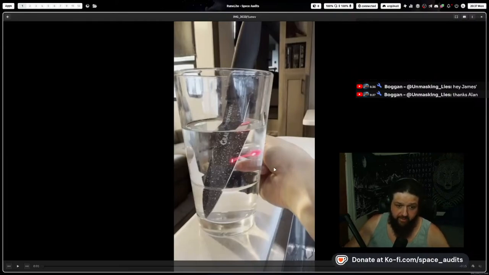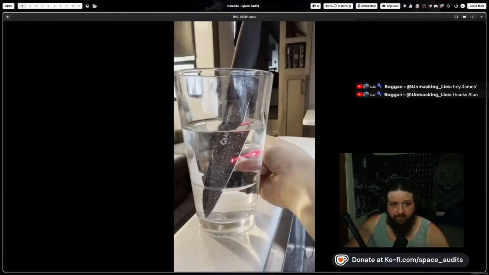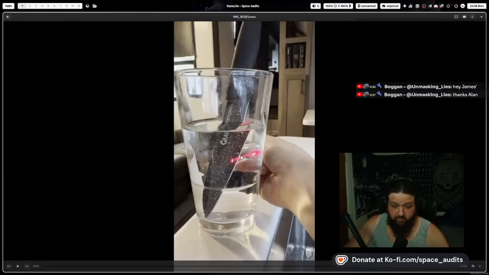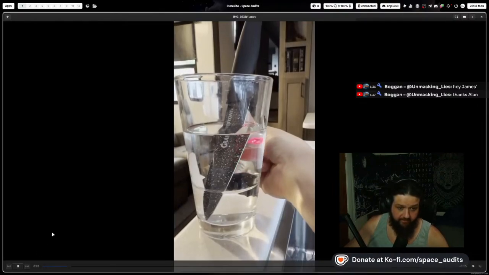So we have Taylor here in her kitchen with a cup of water, a laser pointer, and a knife. The knife is going to serve as our physical object. She puts the knife where the object physically is in the cup, and it blocks the laser. When she moves it to where the apparent image is, it doesn't block it at all. So we'll let this play out.